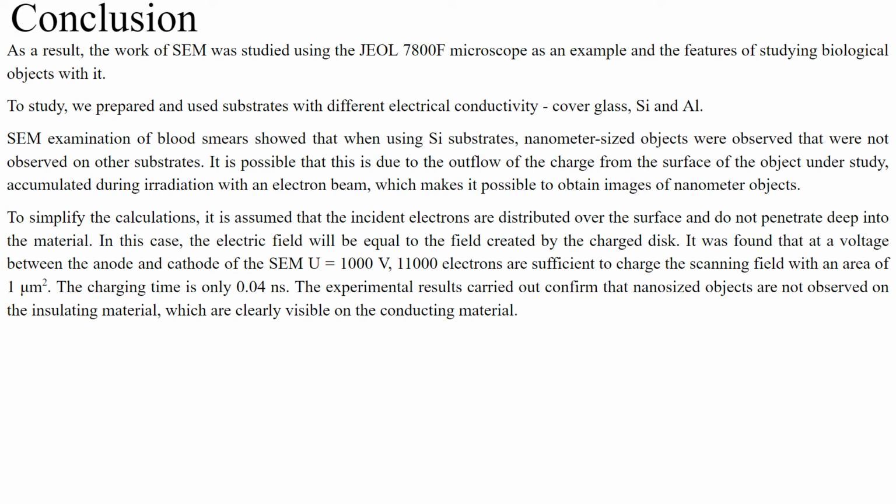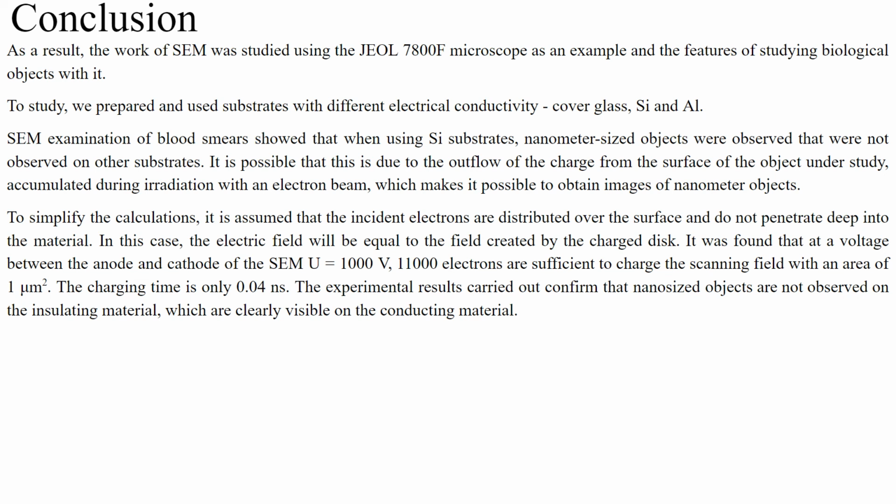To simplify the calculations, it's assumed that the incident electrons are distributed over the surface and do not penetrate deep into the material. In this case, the electric field will be equal to the field created by the charged disk. It was found that at a voltage between the anode and the cathode of the scanning electron microscope of approximately 1 kV, 11,000 electrons are sufficient to charge the scanning field with an area of 1 square micrometer. The charging time is only 0.04 nanoseconds.